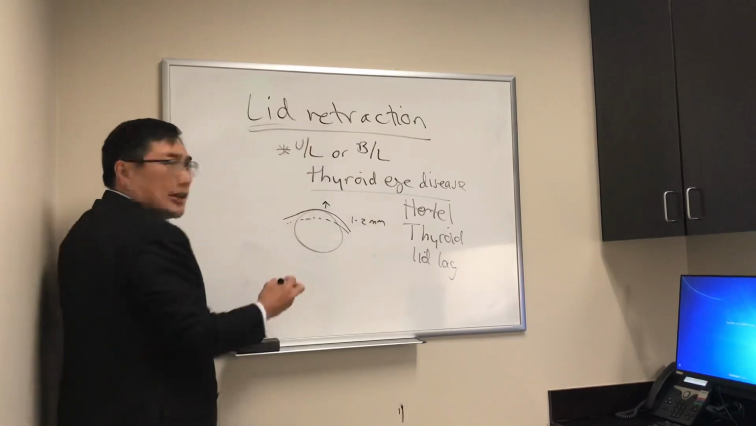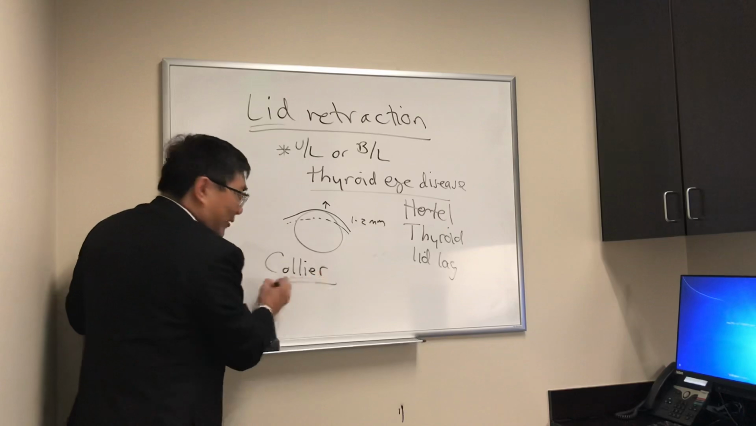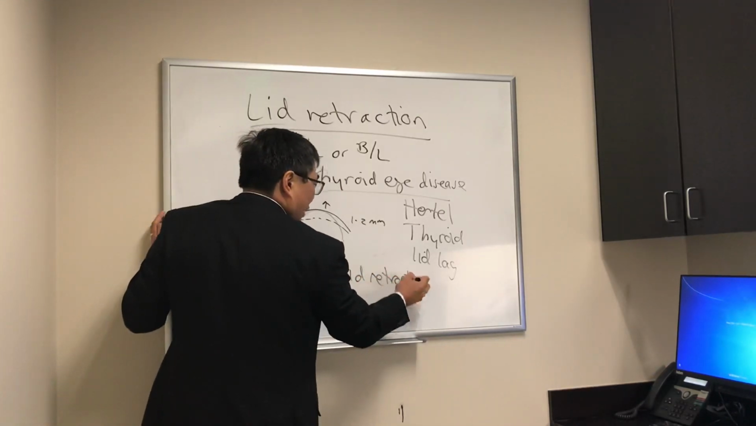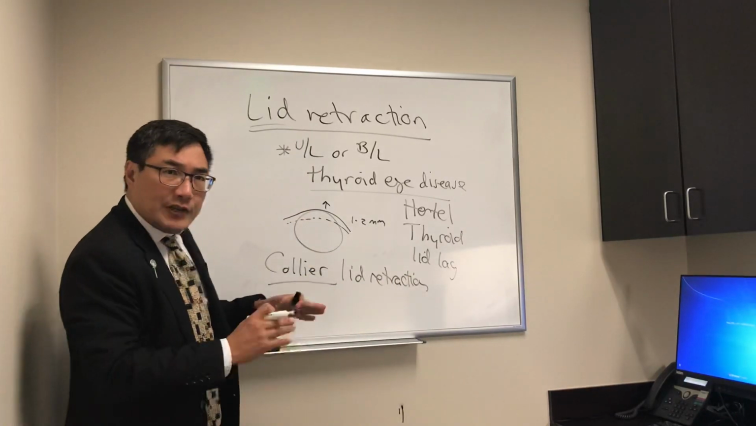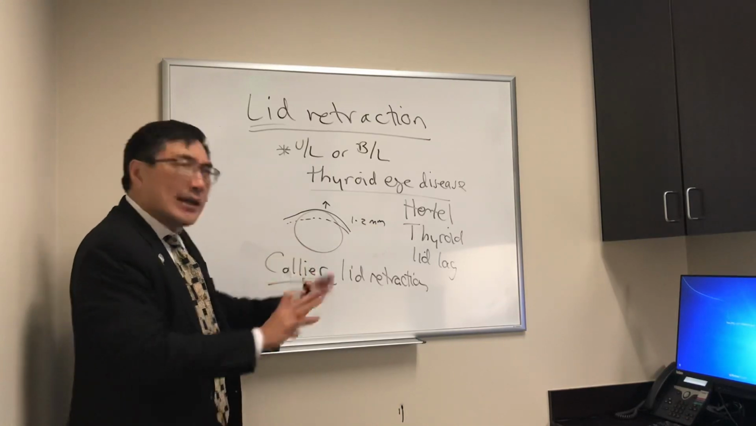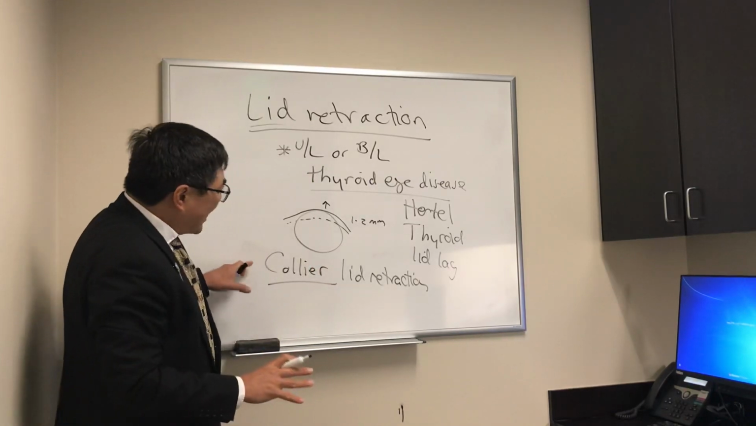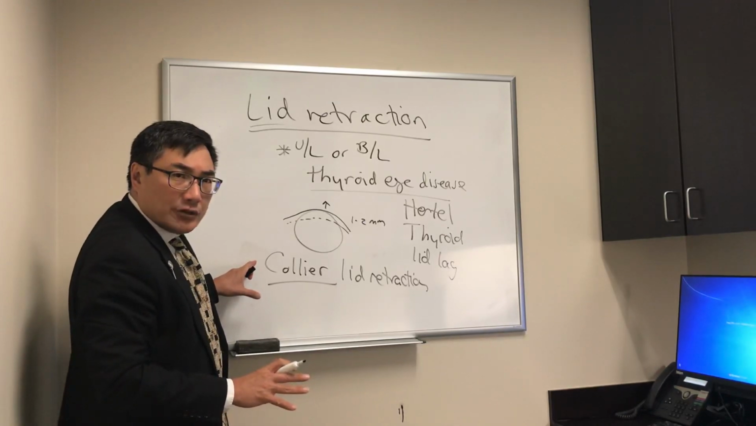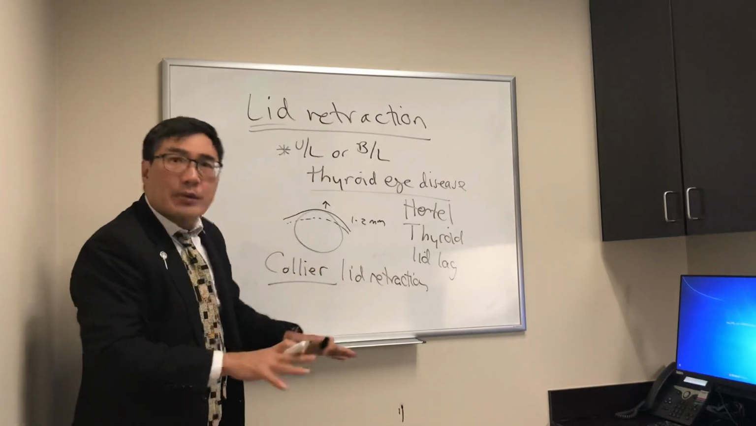However, there are neurogenic causes of lid retraction, and the one we're worried about is called the Collier lid retraction sign. So when we see a patient who has lid retraction, we're going to be looking for other features of the dorsal midbrain syndrome. The other features are convergence retraction nystagmus, light near dissociation of the pupils, and up gaze paresis, but it can also be down gaze. And if we see that constellation of features, we want to make sure to image the patient looking at the dorsal midbrain.